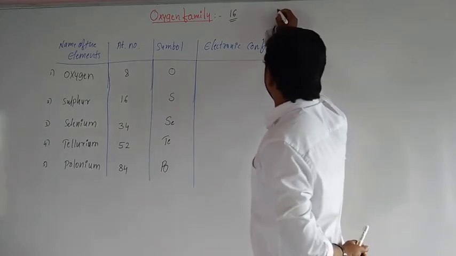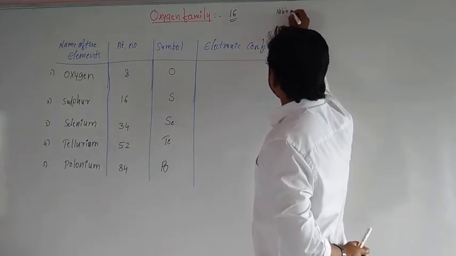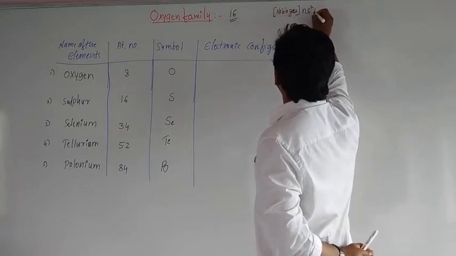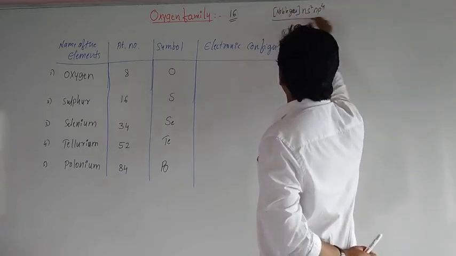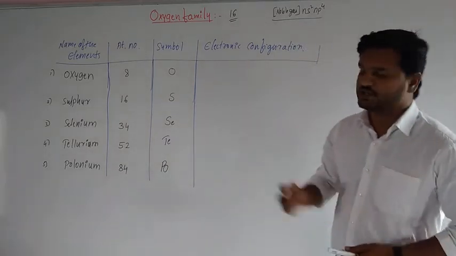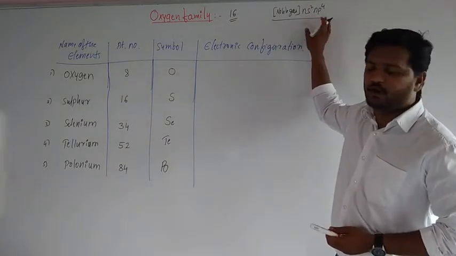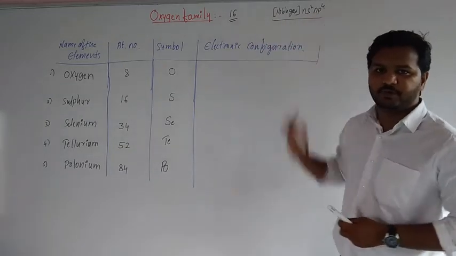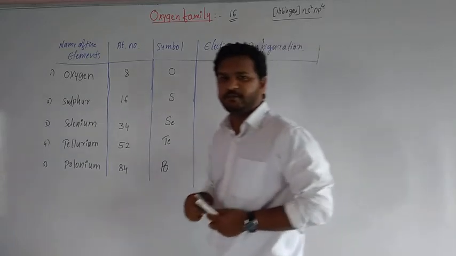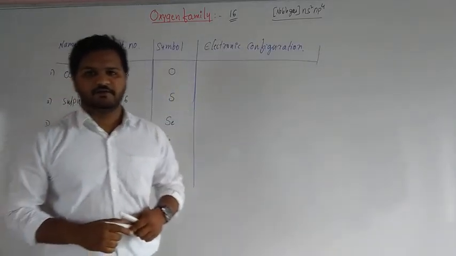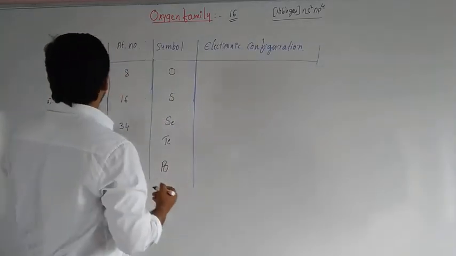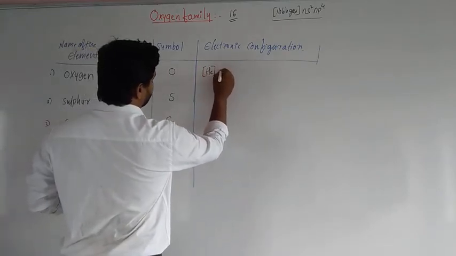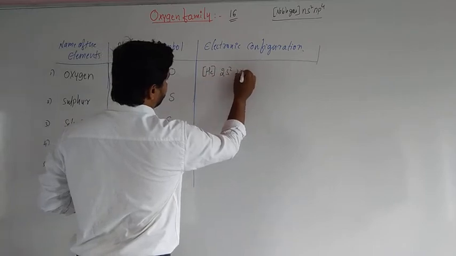This is the electronic configuration: noble gas, ns2 np4. This is the general electronic configuration of the oxygen family or group 16 elements. Noble gas, ns2 np4. This is the group 16 family members' general electronic configuration. Okay, first one, oxygen, helium, this is the noble gas, 2s2 2p4.